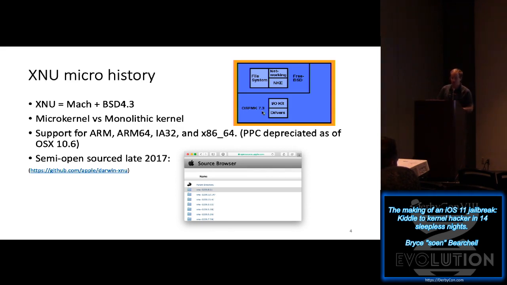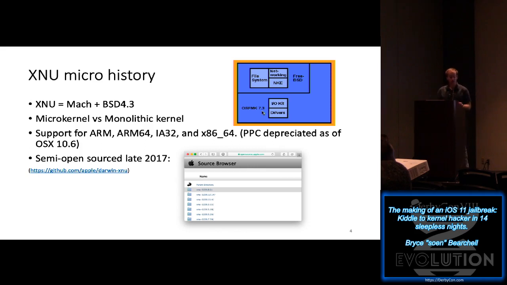They took this microkernel. Mach is a microkernel. It's super small, barely does anything, but does it very efficiently. And then they kind of duct tape FreeBSD onto it to get all the functionality of FreeBSD. And it supports all those architectures listed up there. They dropped PowerPC because they don't make PowerPC machines anymore, which is fine.